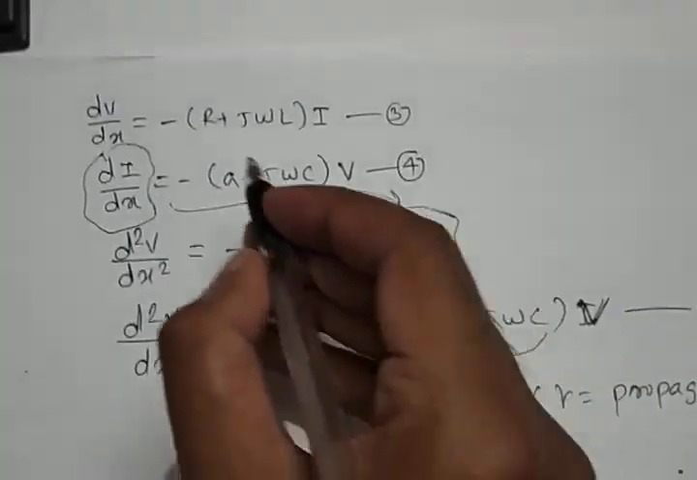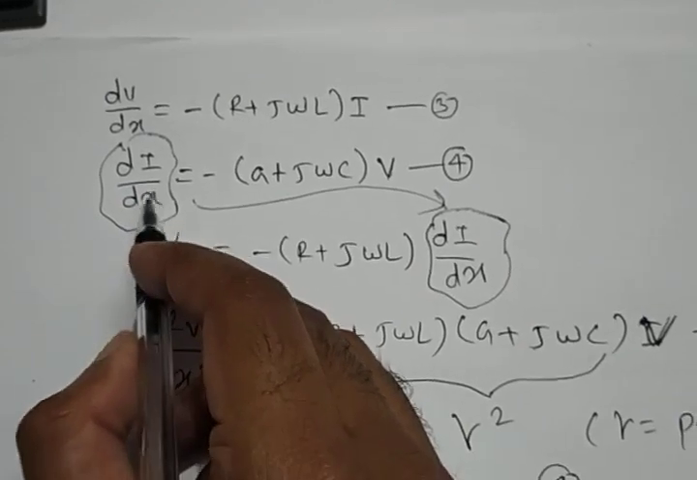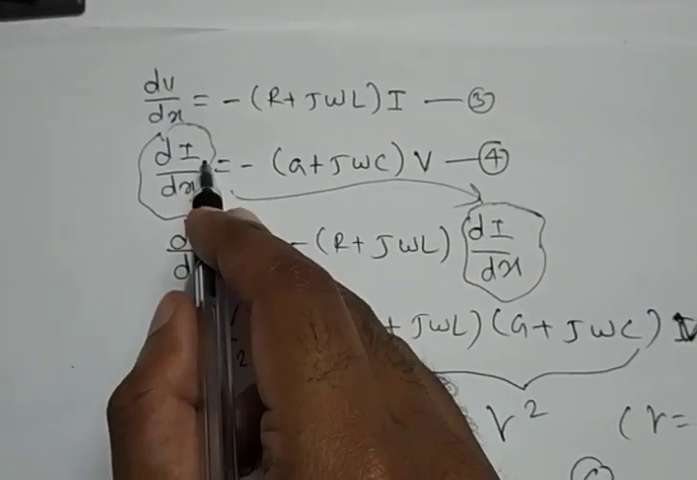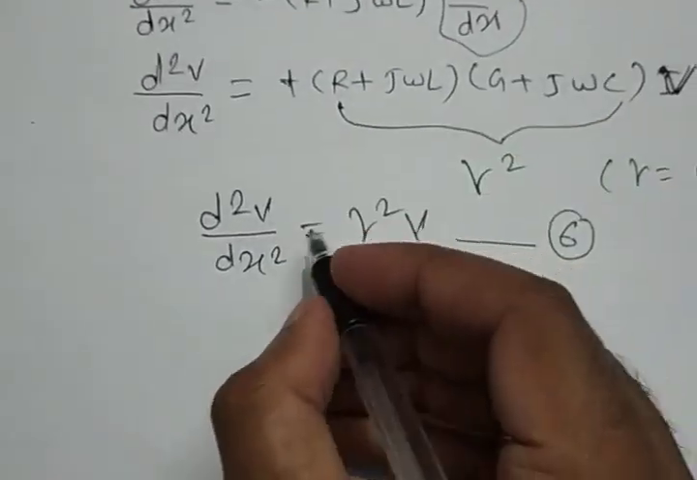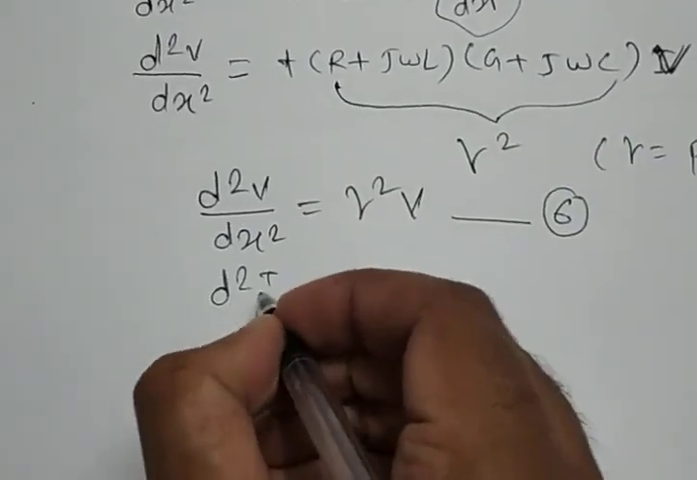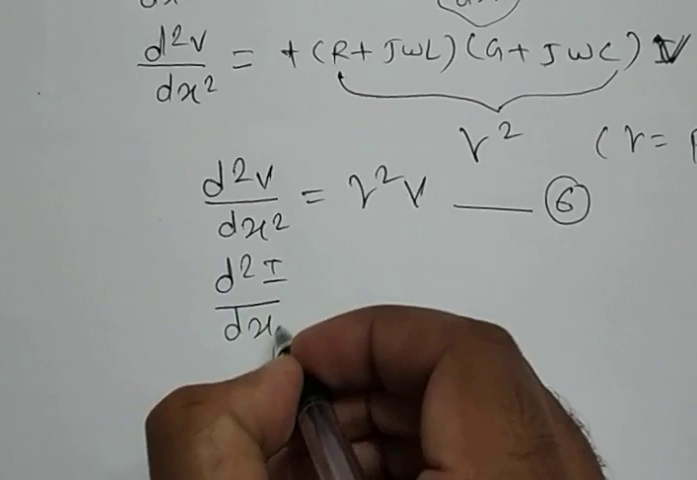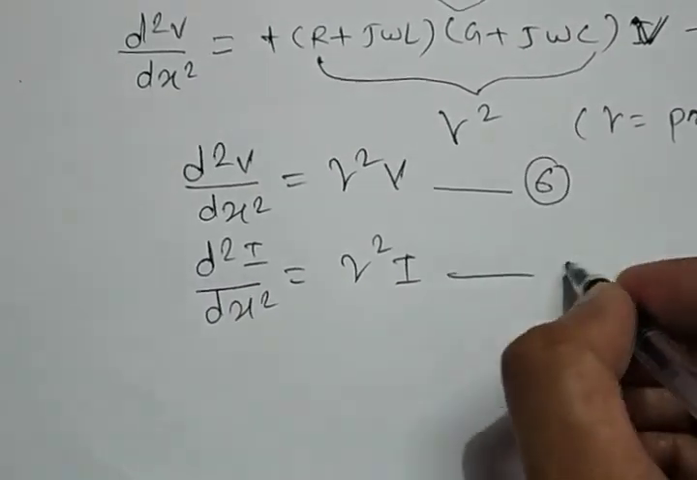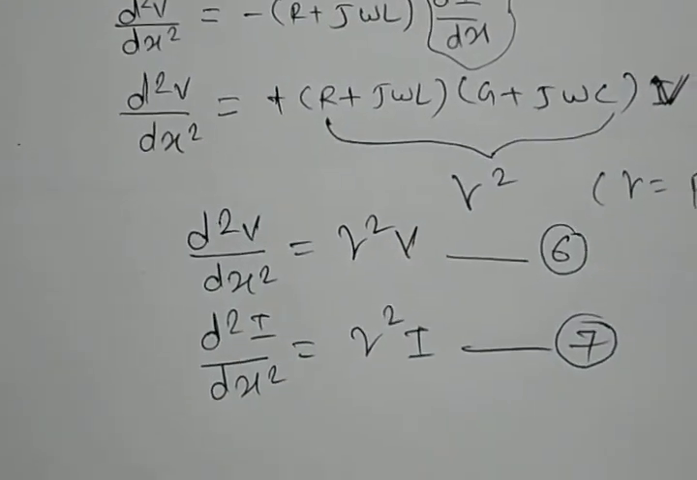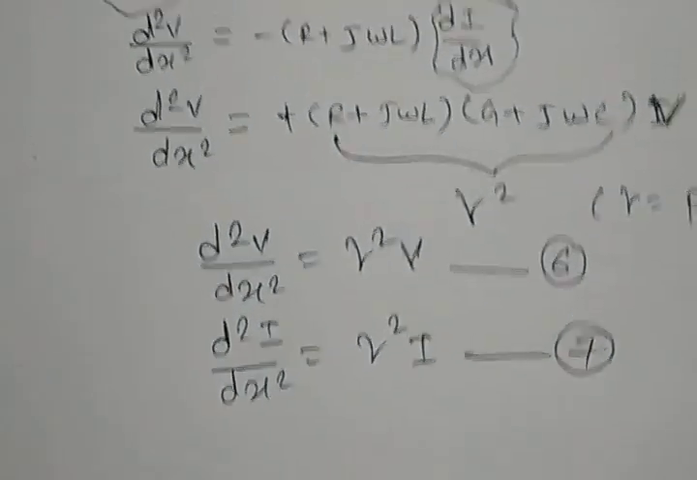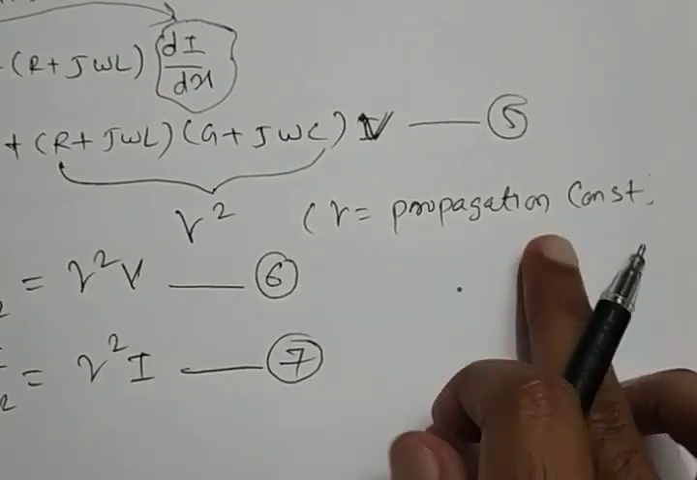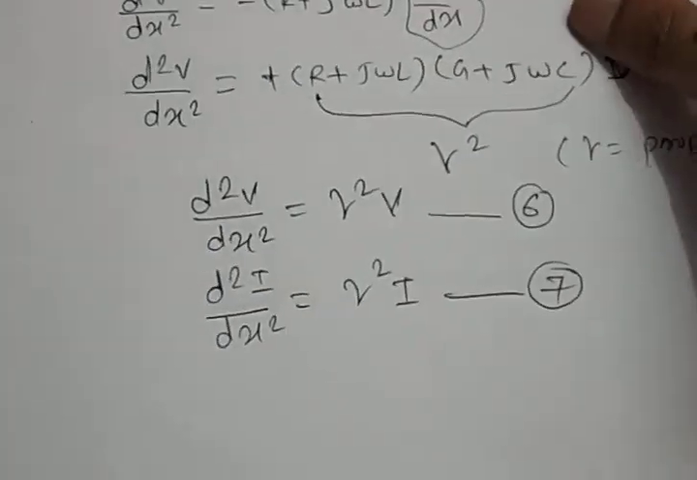Now the same steps we can apply for dI by dX. We take the double derivative, and you can write this term as d square I by dX square is equal to gamma square I. This will be expression 7, where gamma is the propagation constant. In the third chapter we have discussed it. One more time we will revise it in some time.